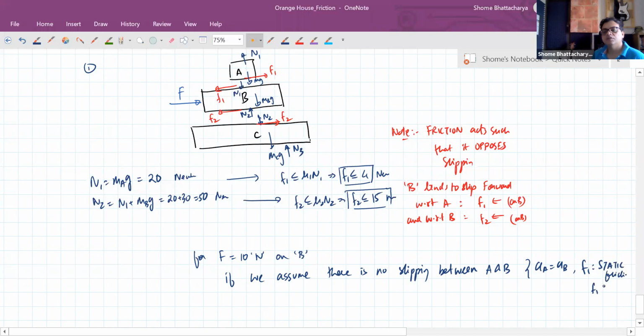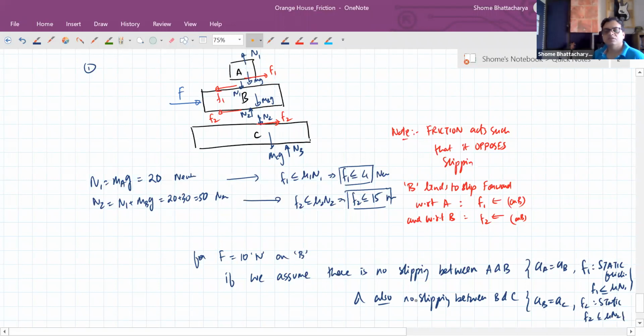So F1 is less than or equal to mu1 N1, and also no slipping between B and C. We always start with the assumption that what if there's no slipping? So their acceleration is also common and F2 is also static friction. So F2 will be less than or equal to mu2 N2. So what if we start with this assumption?